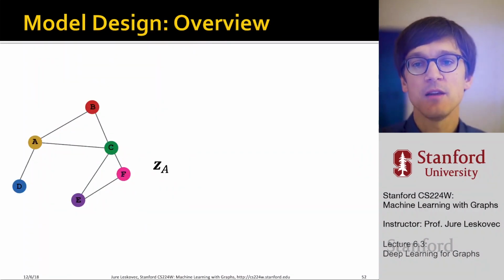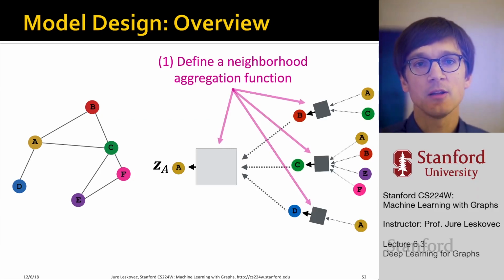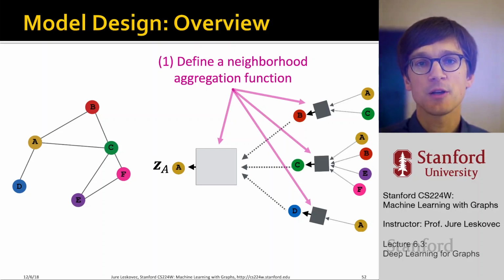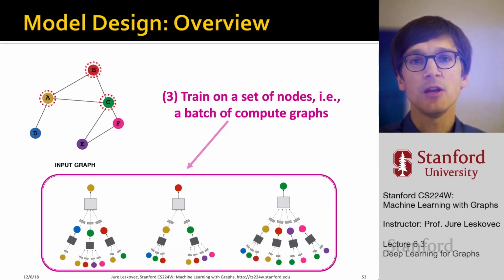So let me just give an overview and complete the lecture. The way we think of model design is that given the graph, we want to compute the embedding of a target node. First, we need to define the neighborhood aggregation function. This is the first thing we have to do. The second thing is to define the loss function on the embedding, like the cross entropy loss I was just discussing. And then we need to train.